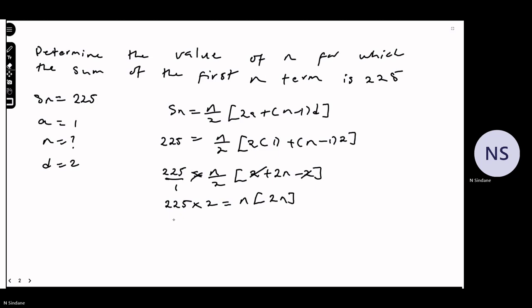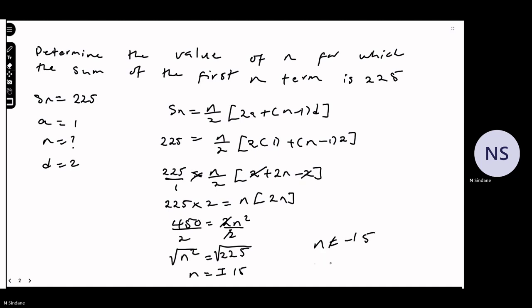And then 450 is equal to 2n squared, divided by 2, divided by 2. This and that, they cancel. Then I have n squared is equal to 225. Then the square root of 225 is plus or minus 15, but n cannot be negative 15, therefore n is equal to positive 15, right? Therefore n is equal to positive 15.